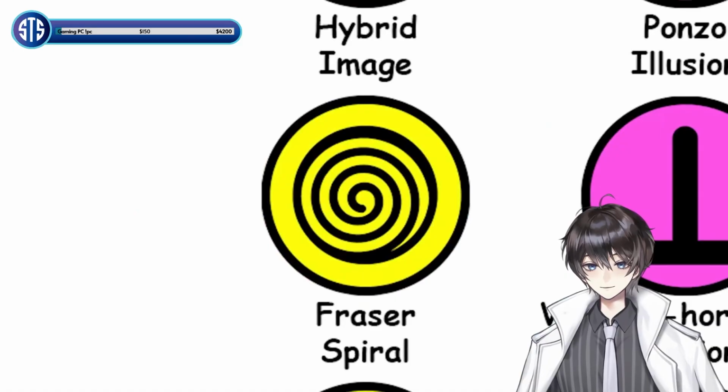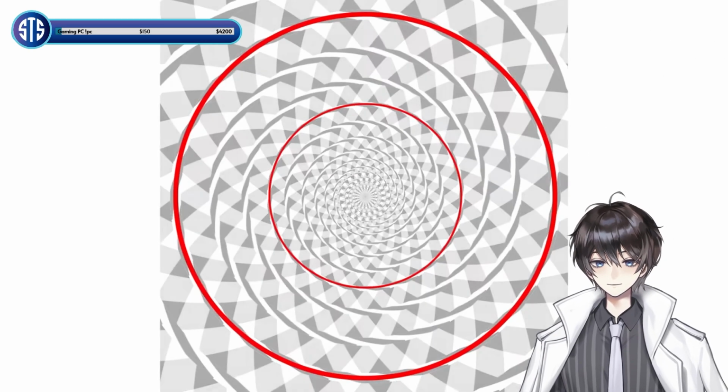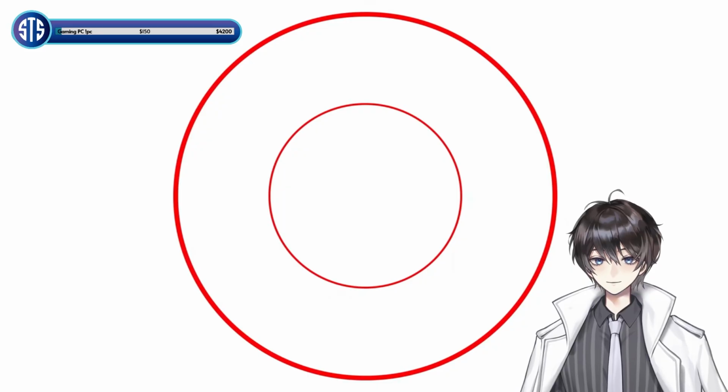Fraser spiral. This is also known as a false spiral, as the overlapping black arcs are actually just a series of concentric circles, not a spiral.